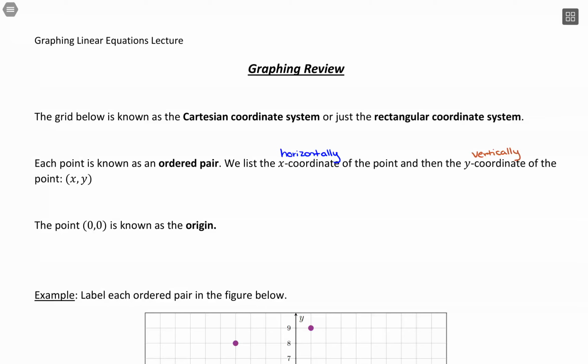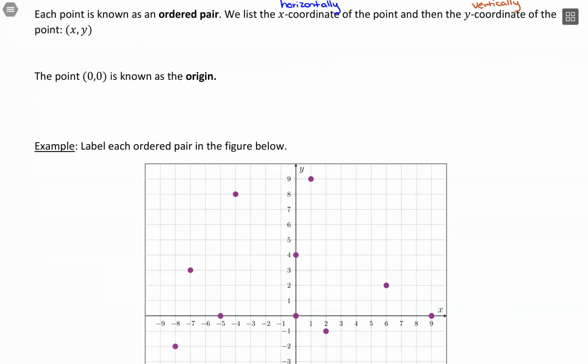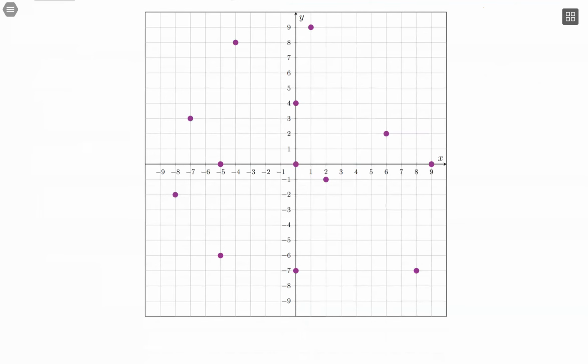When we start graphing, we start at the point 0, 0, and that's known as the origin. A Cartesian coordinate system looks like this, without all the dots on there. So we have our x-axis, which goes horizontally, and the y-axis, which goes vertically.